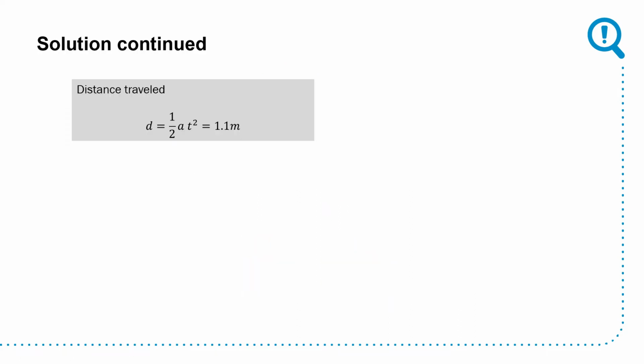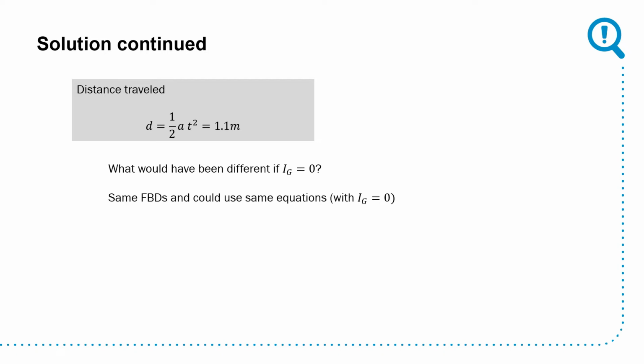So if the distance traveled in this case, I know the acceleration from the previous slide, and in the time I get 1.1 meter. What would have been different if Ig was equal to 0? I have the same free body diagrams, and I can make the same argument that Ig is equal to 0. So, the same equations, but with Ig equal to 0.